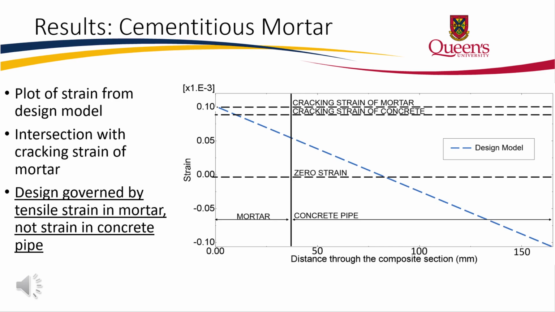The plot presented in this slide shows the strain profile for the mortar repaired pipe. It can be observed that the strain profile intersects with the cracking strain of the mortar over the mortar portion of the plot, but the concrete pipe portion of the composite system does not reach its respective cracking strain. This indicates that the design of the 7 megapascal mortar is governed by the cracking strength of the mortar rather than the concrete pipe. This is a result of using a liner material with a cracking strength closer to that of the concrete pipe in comparison to the cementitious liner shown previously.